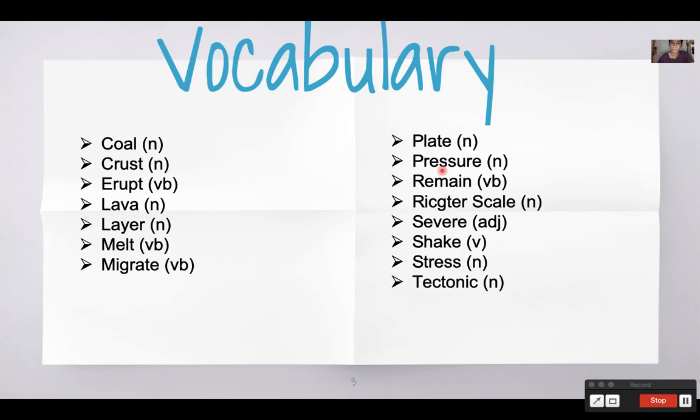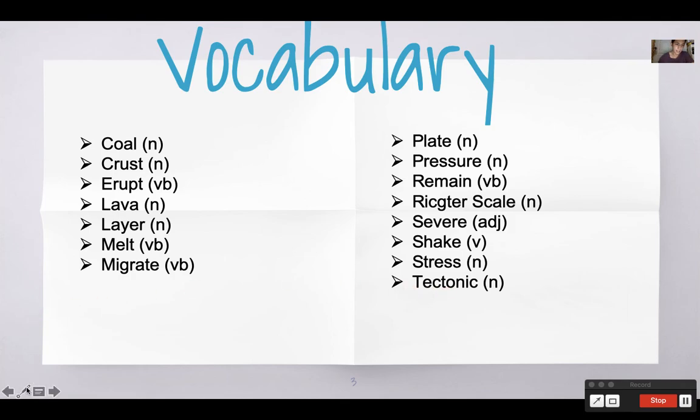pressure, remind, Richter scale, severe, shake, stress, tectonic.